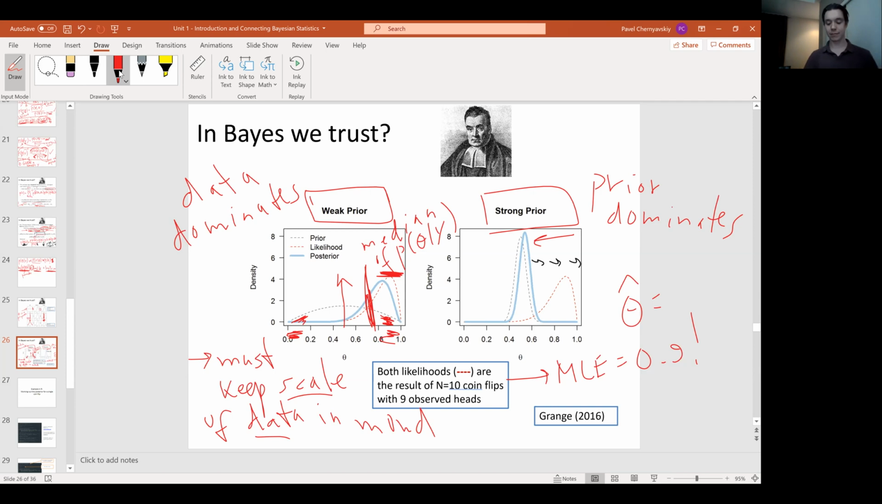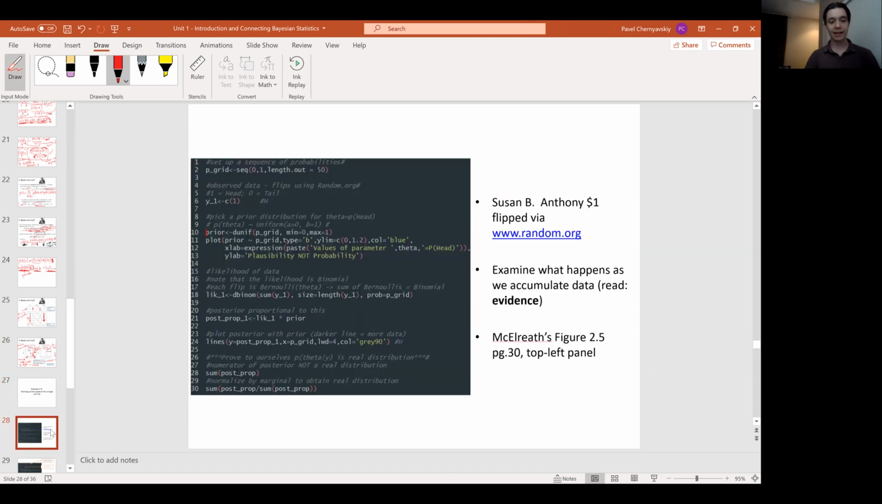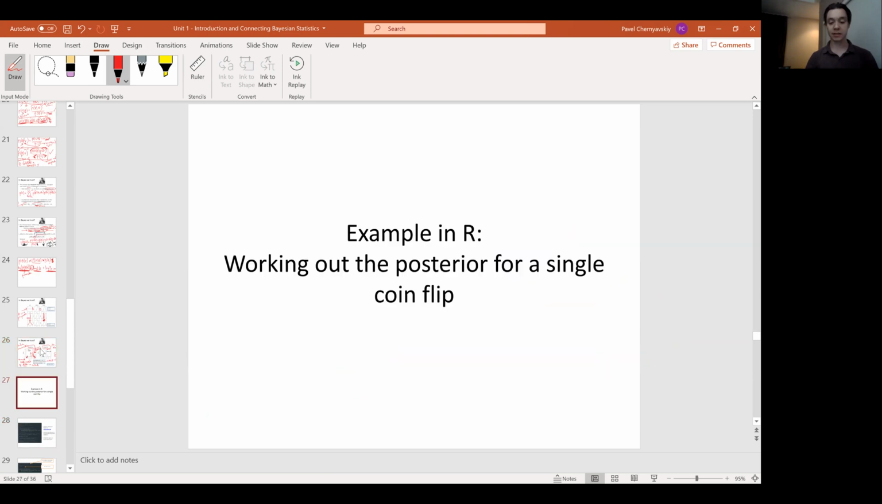So on Thursday in our class, I will go through our first R example. I will go through and we will visualize and make some posterior distributions.